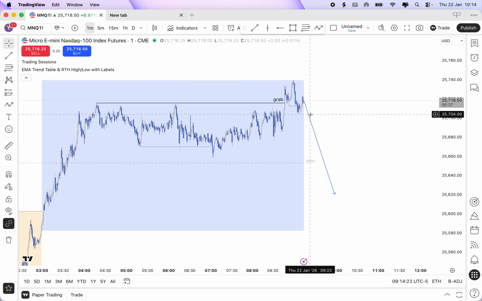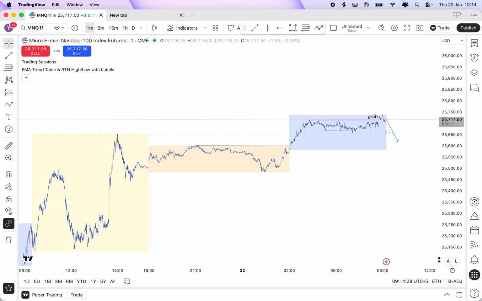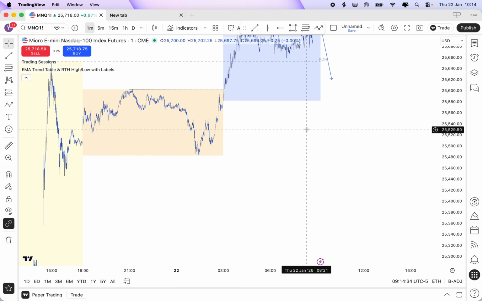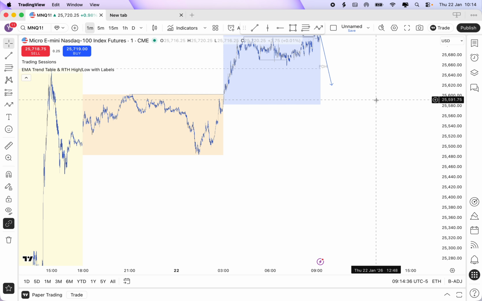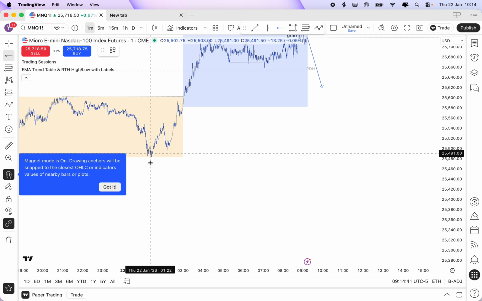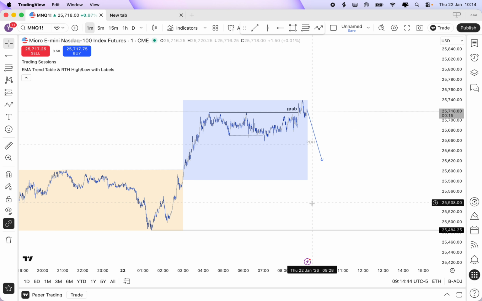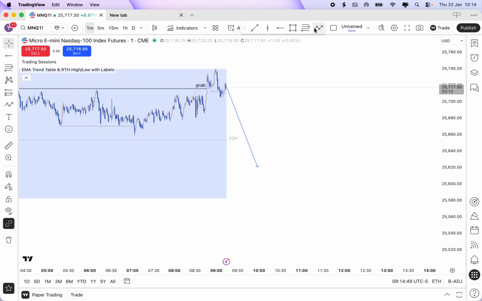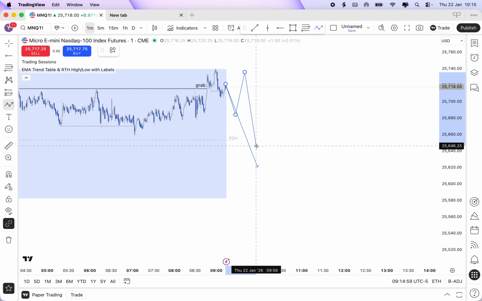Heading down to target. Probably won't go all the way down to previous day high. I think that will take maybe another day, so we'll just target Asia low here. That seems like a good risk to reward. But what I'm feeling is New York's going to go here, maybe take this low, then do another liquidation, and then we go down.